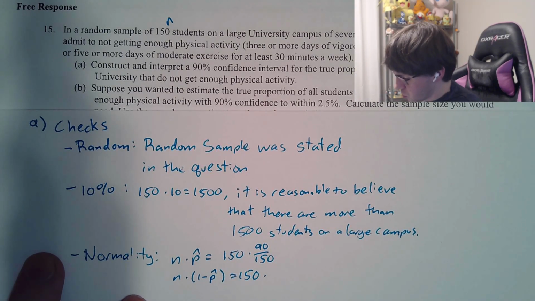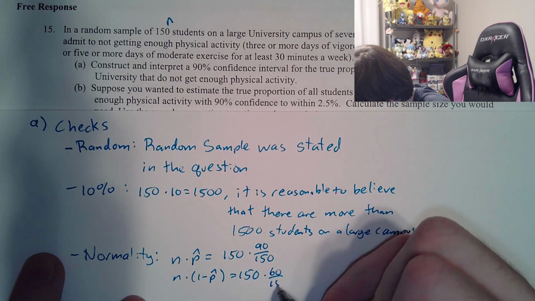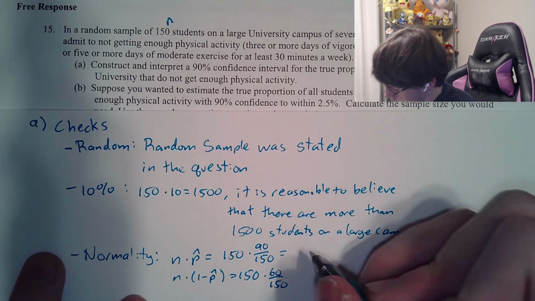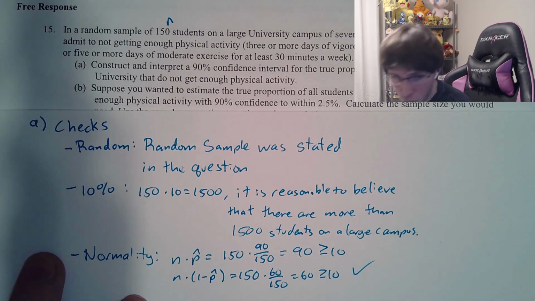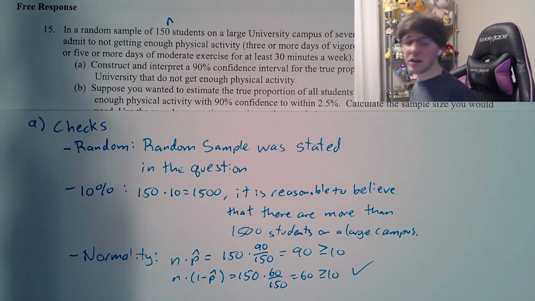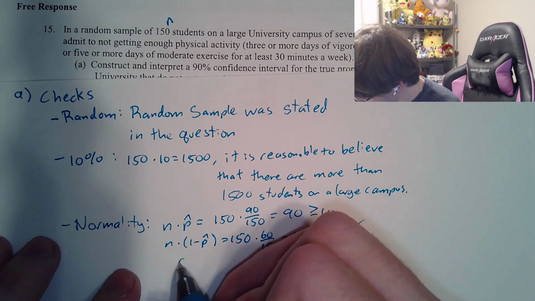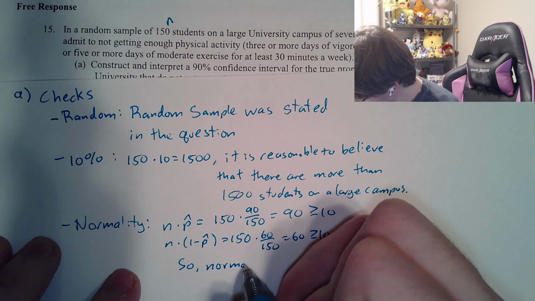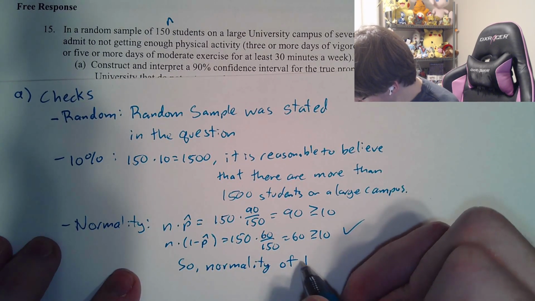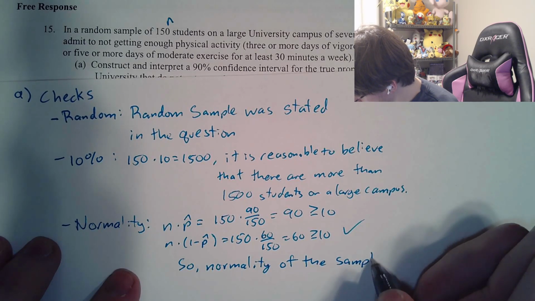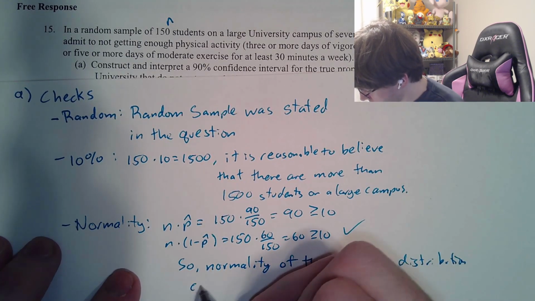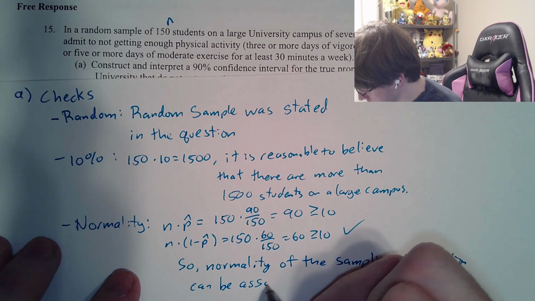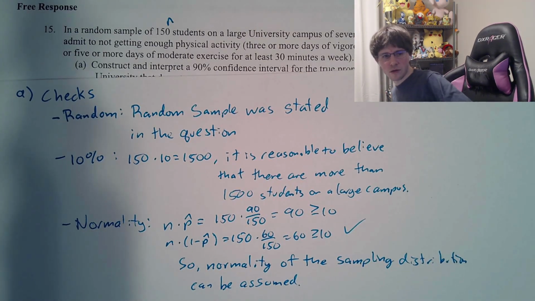And 1 minus p hat, that's got to be 60 over 150, because if you didn't say yes, you said no. And obviously, in some sense, the 150s cancel out and you get 90 and you get 60, and both of these are trivially bigger than 10. Normality check is met. You don't even need to write a sentence, but if you're feeling fancy, you can write, so normality of the sampling distribution can be assumed. Look how smart you sound just by adding that in there, using all those big words.